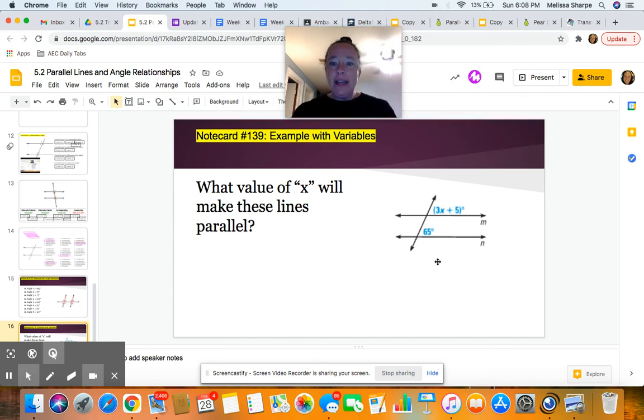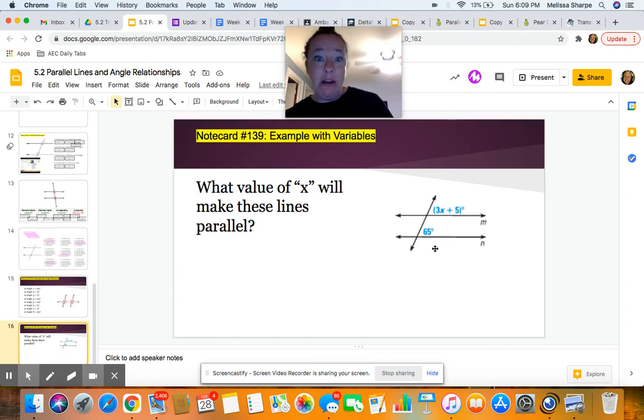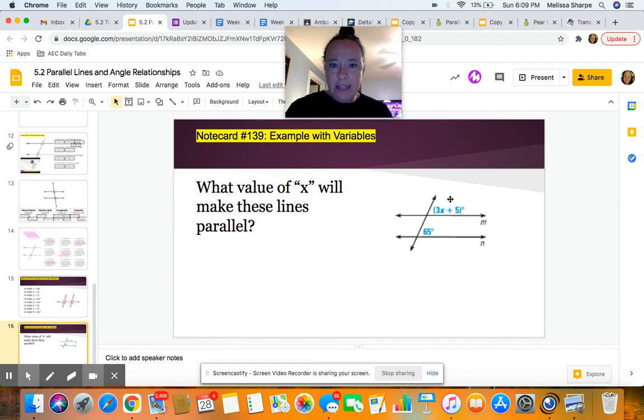All right, so now we're on to note card 139, which is an example with variables. What value of x will make these lines parallel? Because as you can see, right now the lines are not marked parallel. And in geometry, we cannot just assume. So what value of x will make these lines parallel? Well, these are corresponding angles. So if those corresponding angles are congruent, then we can deduce that the lines are parallel.